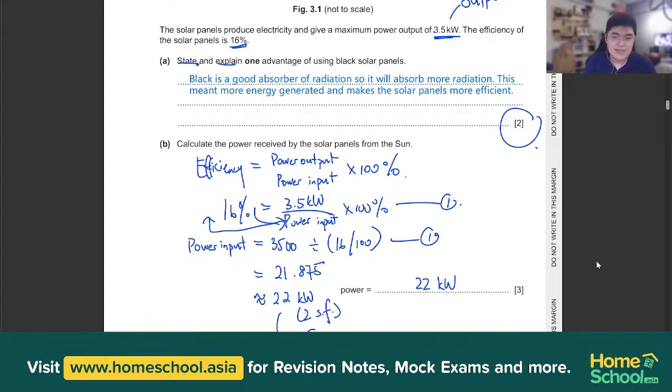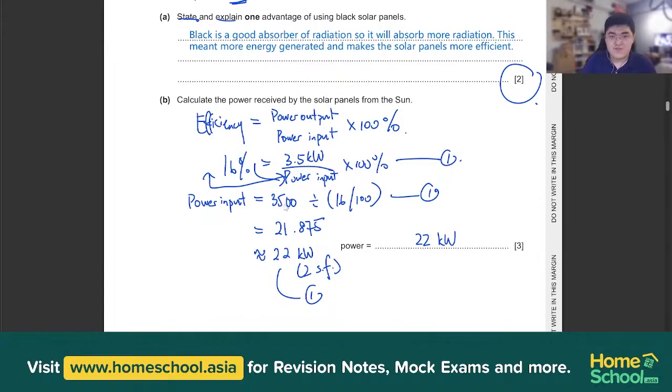So that gets you, actually no, this should be kilowatts, my bad. I'm so sorry. 3.5 kilowatts right here as well. So the power input is equal to 3.5 kilowatts divided by 16%, which gets you 21.875. And you do the conversion, you basically round this up because the digit after 21 is 8, so you round up, and you get 22 kilowatts in two significant figures. And this is how you get the answer of 22 kilowatts.